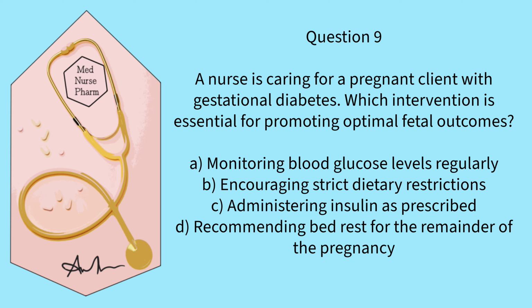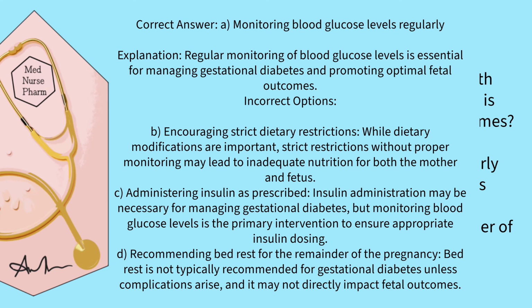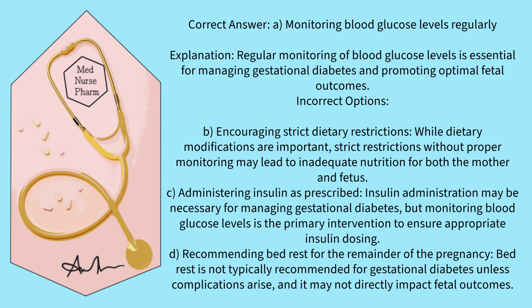Which intervention is essential for promoting optimal fetal outcomes? Monitoring blood glucose levels regularly, encouraging strict dietary restrictions, administering insulin as prescribed, recommending bed rest for the remainder of the pregnancy. Pause the video and select your answer. If you chose option A, you are correct. Monitoring blood glucose levels regularly. Regular monitoring of blood glucose levels is essential for managing gestational diabetes and promoting optimal fetal outcomes.